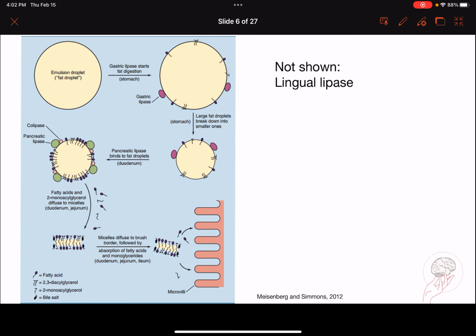All right, we're going to get started on the fat lecture. I'm not going to go through the eicosanoids, the types of fats, because those are fairly straightforward, but instead going to start here with digestion.